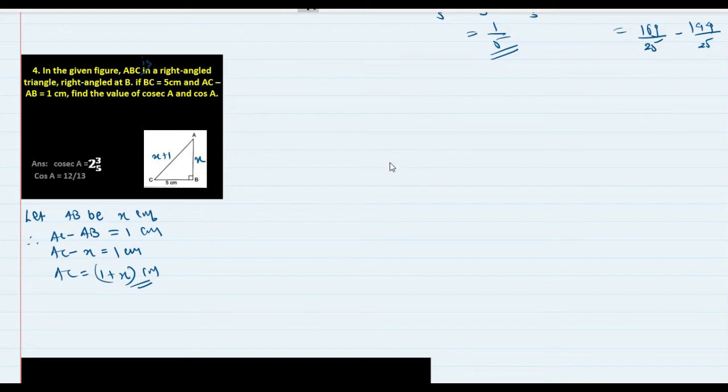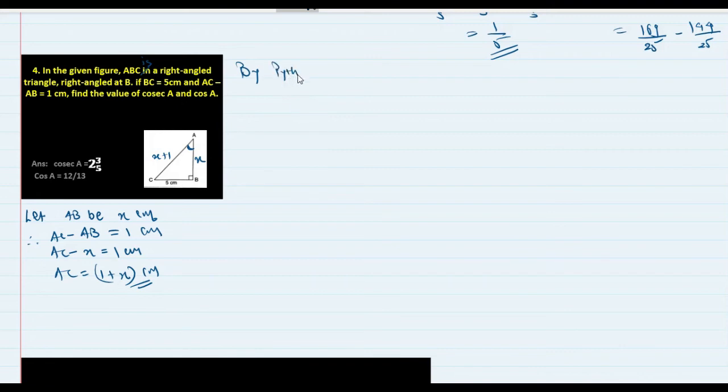Great. What next? Find the value of cosec A and cos A. Angle A is the reference angle. But before finding cosec A and cos A, we have to find the length of the sides of the triangle, so that we can find by using Pythagoras theorem.